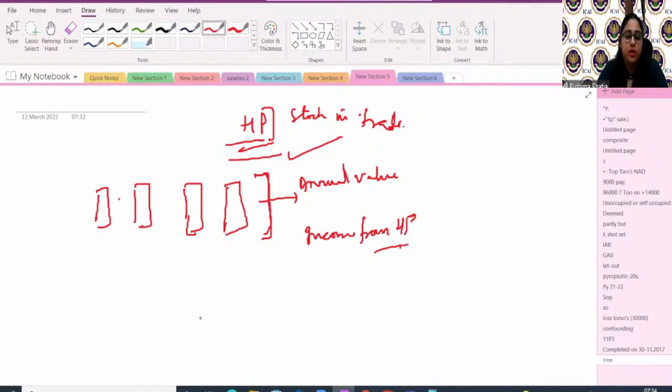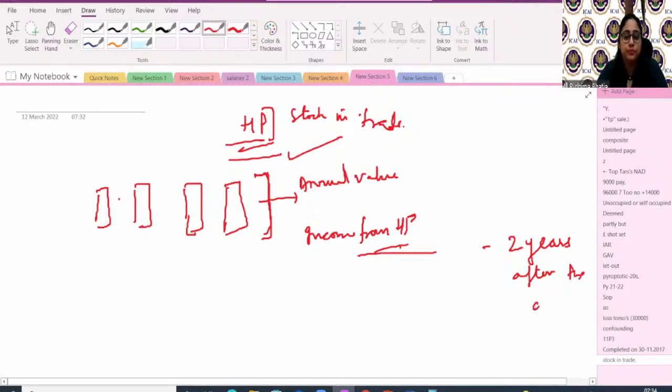The income from house property here in this situation would be divided into two parts. First would be the years which come within 2 years after the completion. In that case, the gross annual value of such properties would be considered as nil. Ma'am did not understand? I'll tell you first the logic.